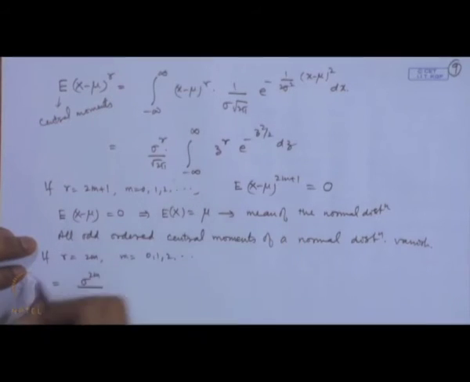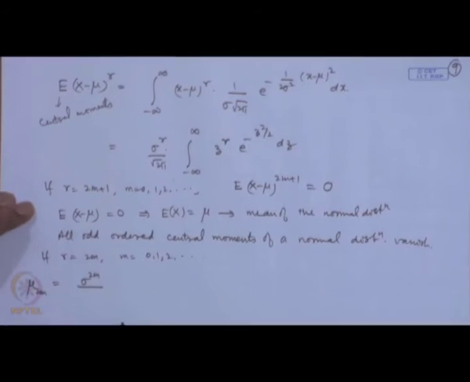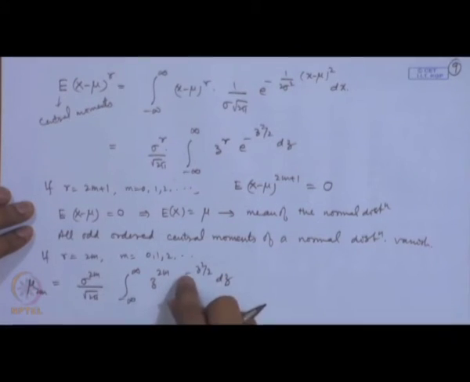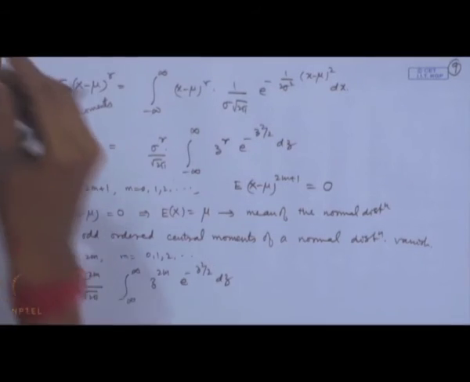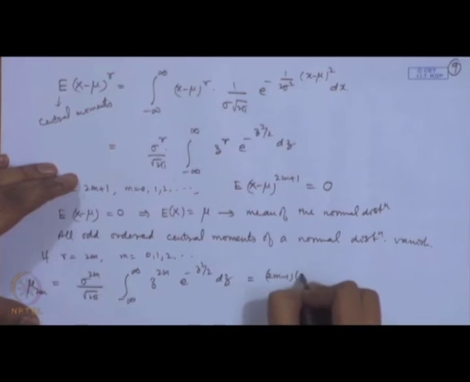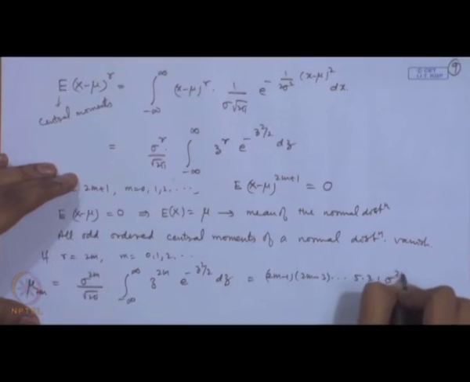So, now this expression becomes simply mu of 2m, because it is the 2mth central moment: 1 by sigma root 2 pi, integral from minus infinity to infinity, z to the power 2m e to the power minus z square by 2 dz. Now, you notice that this is an even function. So, you can make it 2 times this term and then again substitute z square by 2 as a new variable, and after simplification this term will be evaluated as equal to (2m minus 1)(2m minus 3) and so on, 5, 3, 1, sigma to the power 2m.